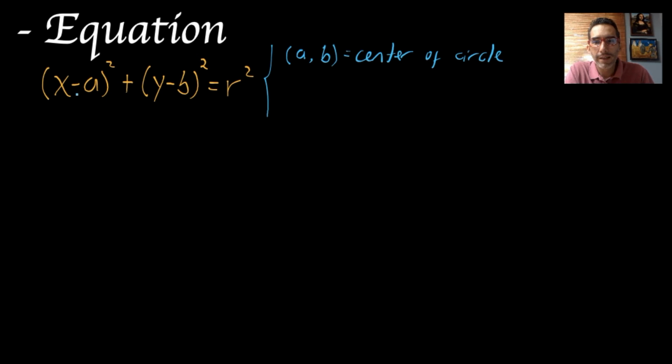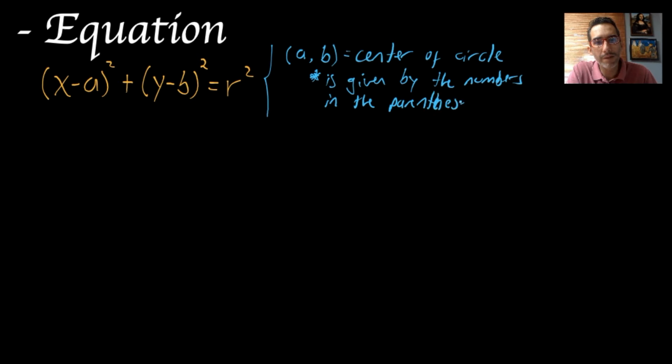Now pay attention to that. This is minus a and this is minus b, and here you put a and b. So being practical, let's write it down: the center is given by the numbers in the parentheses, but with the opposite sign.